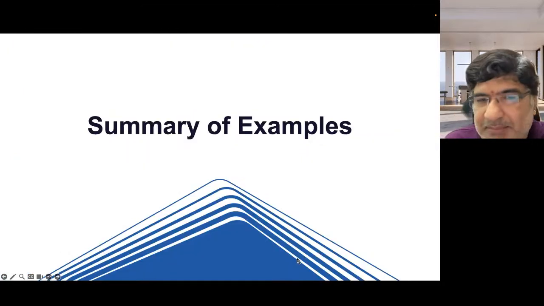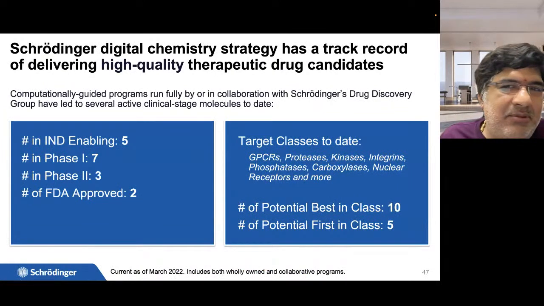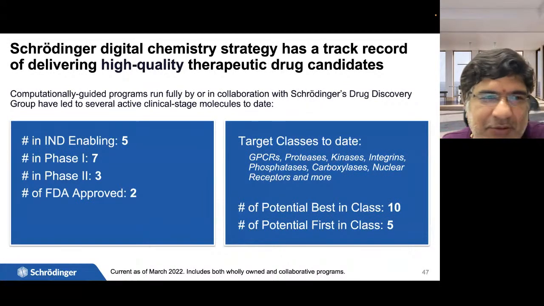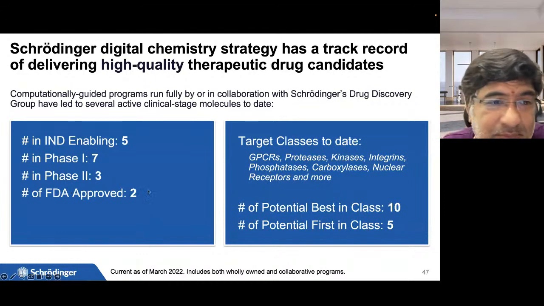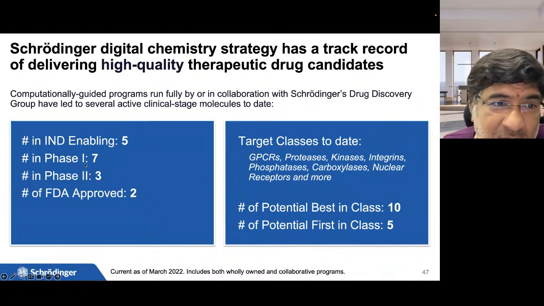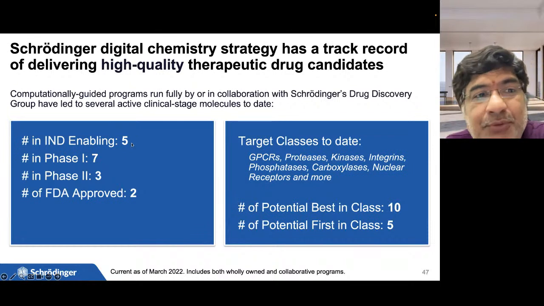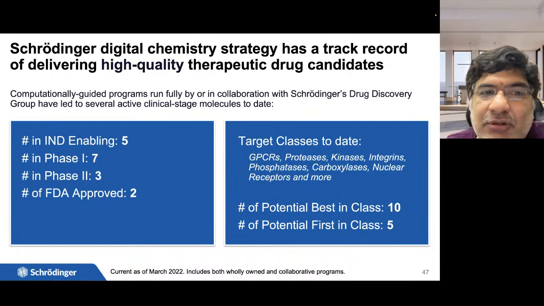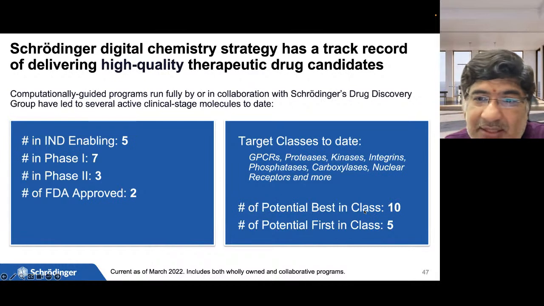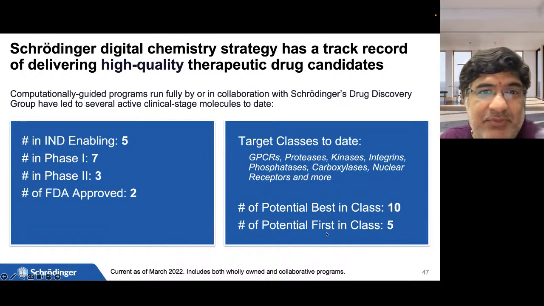So, summary of examples. I mentioned we have about 35 drug discovery projects, and we started probably only 3-4 years back, and this is the status. We already have 2 FDA approved molecules. About 3 molecules are in phase 2 trial. About 7 molecules have started phase 1 trial, and IND enabling, investigational new drug application enabling studies are going on for at least 5 projects, and we have about 10 potential best in class and about 5 first in class type of molecules. So these are the references.